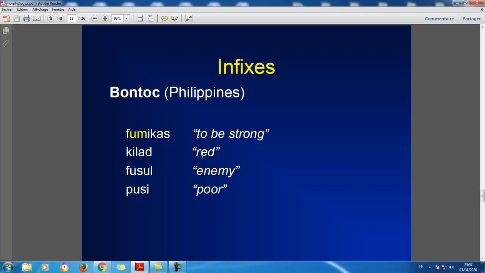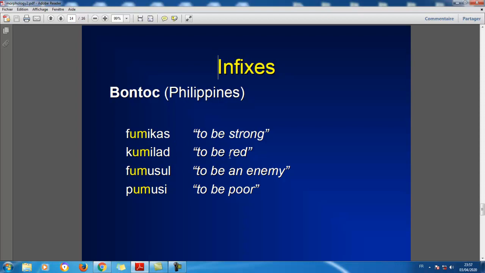Now kilad, red. How can we express to be red? This is what we have got in here. To be red, kumilad. To be an enemy, fumusul. To be poor, pumusi here. So this is an example showing us the infix, which is a type of affix.